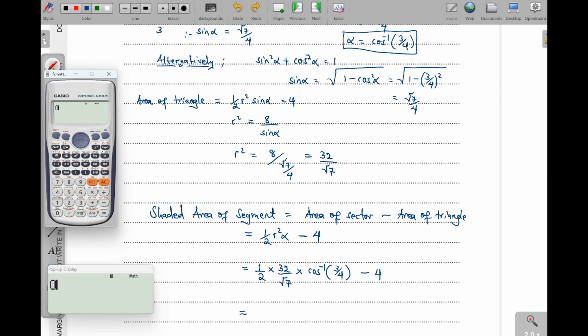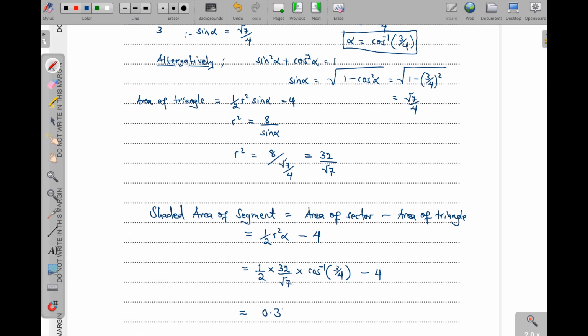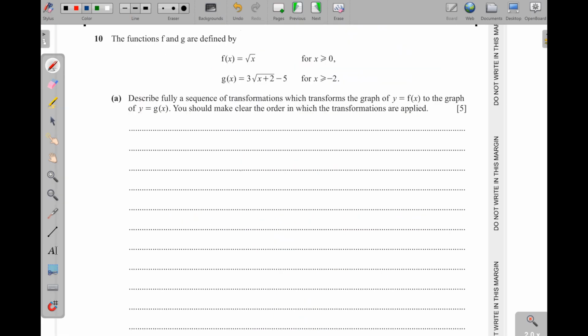Now we have 0.5 times 32. This 32 is out of root of 7. Then from there, we have the arc cos of 3 out of 4. Then minus 4. The answer becomes 0.371 centimeters squared to three significant figures. That is that. Question 10 is coming from functions.